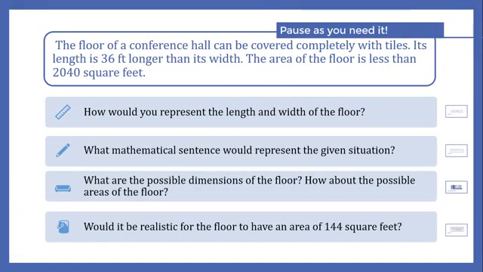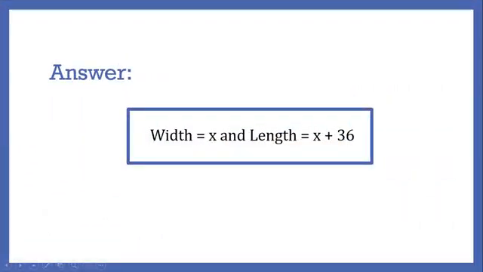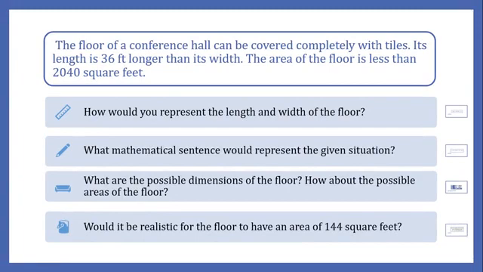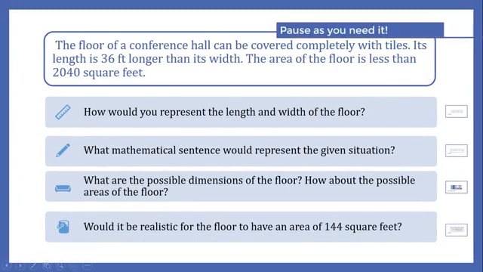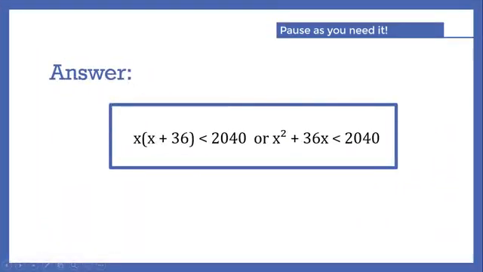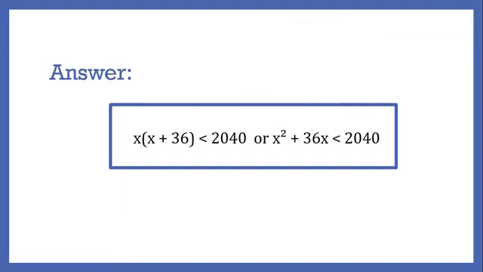And here are guide questions for us to answer or solve this problem properly. Number 1. How would you represent the length and the width of the floor? So the width is represented by x and the length is represented by x plus 36. Next, what mathematical sentence would represent the given situation? The mathematical sentence would be x times x plus 36 is less than 2040, or x squared plus 36x is less than 2040.